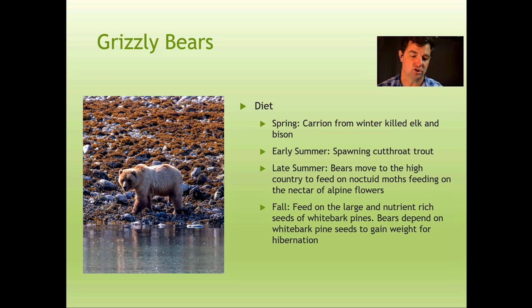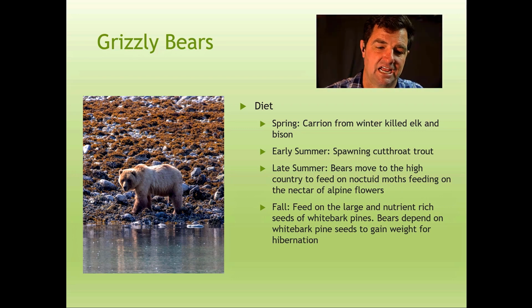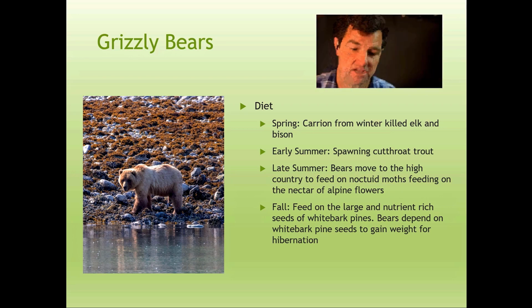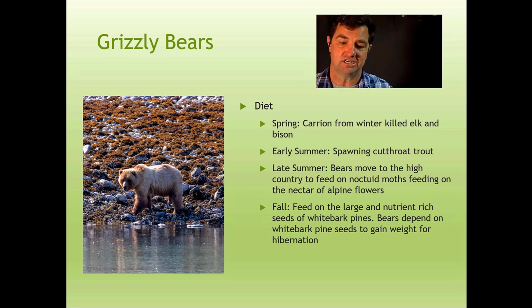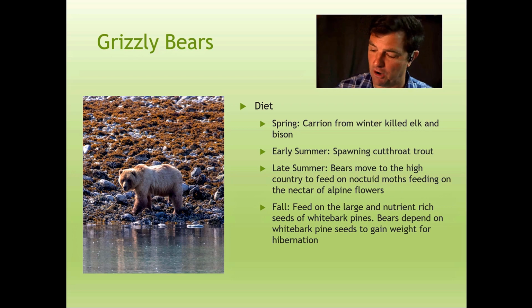Trout in general are a fish that need really, really cold water in part because it has more oxygen in it. And so the warmer water temperatures make it very tough for the respiration of trout in general, in this case particularly cutthroat trout. And in the late summer, bears move to higher country to feed on moths, which feed on the nectar of alpine flowers. And then right before hibernation in the fall, they feed on the seeds from the white bark pines.